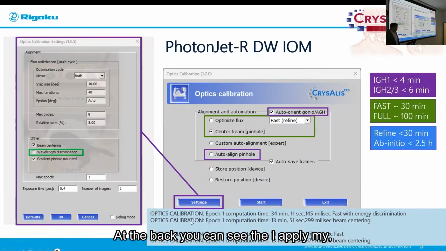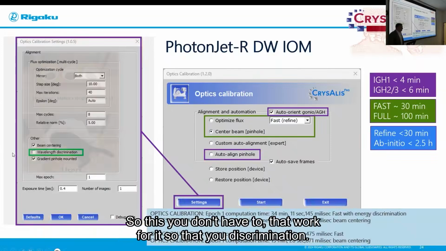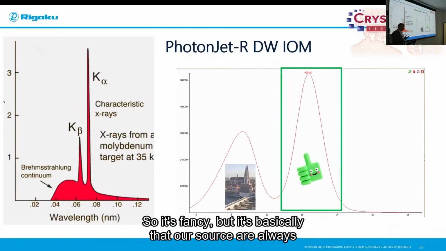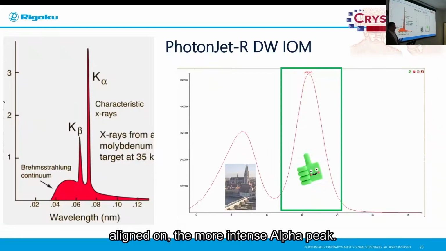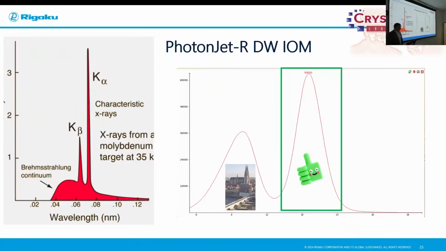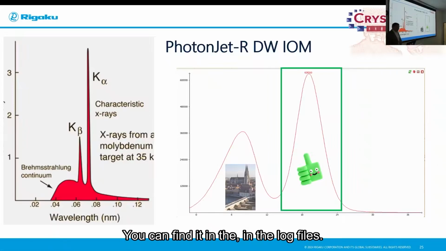You can see I apply my tested GUI testing procedure, and we moved some settings that are necessary to the settings button. So at least you don't have to hunt for them now. So energy discrimination. It's fancy, but it's basically that our sources are always aligned on the more intense alpha peak. Unless you are interested in this peak, which is the result of scanning of the aligning system, you can find it in the log files.